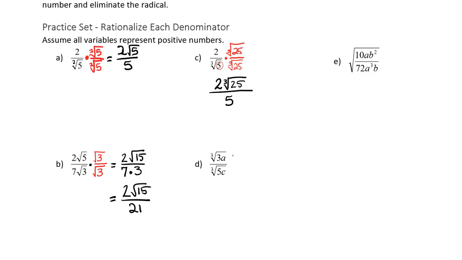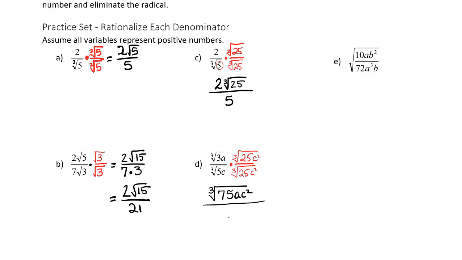Let's look at part D. We have the cube root of 3a over the cube root of 5c. We need to build up the denominator to turn it into a perfect cube. So we'll have to use the cube root of 25c squared. Same thing in the numerator because it has to be equal to 1. This gives me the cube root of 75ac squared all over 5c.